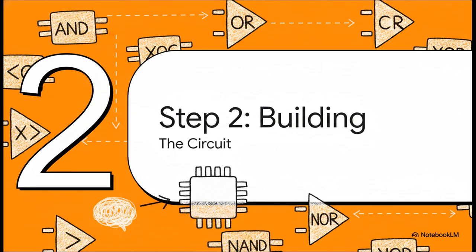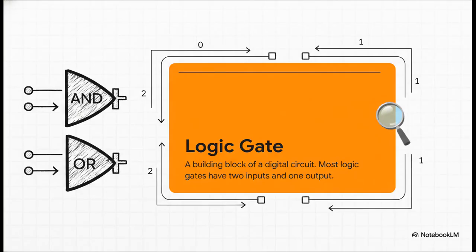All right, on to step 2, building the circuit. We're going to take that plan we just made and turn it into an actual diagram. We're going from an abstract expression to a concrete logic circuit, one gate at a time. This is where it all comes to life. Just a super quick refresher before we start drawing. What's a logic gate? Well, it's just a building block of a digital circuit. You can think of it as a tiny decision maker. Most of them, like AND and OR, take 2 inputs and then spit out a single output based on a very specific rule.